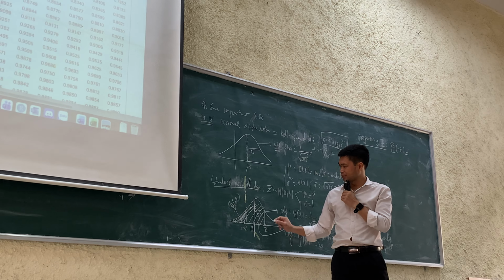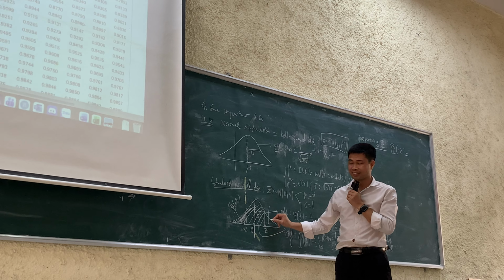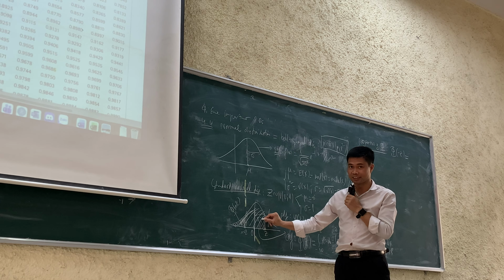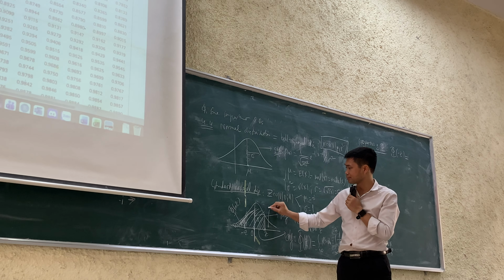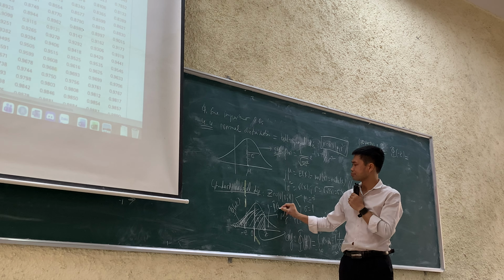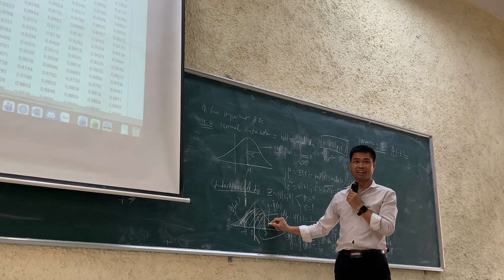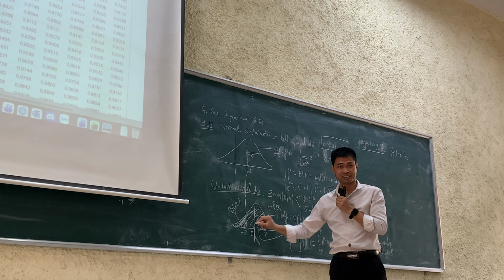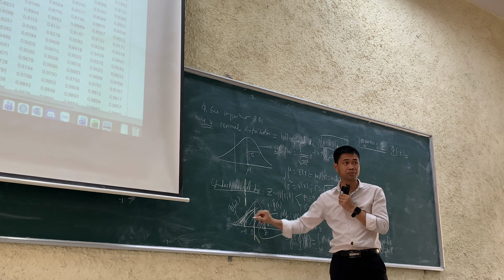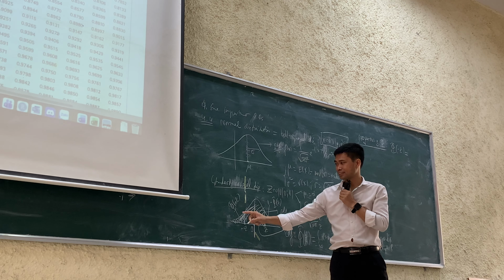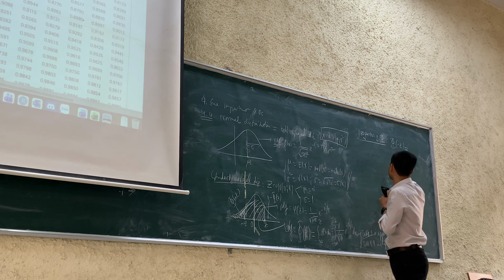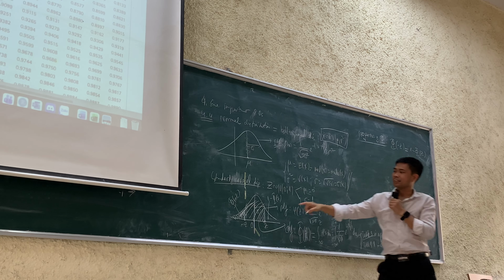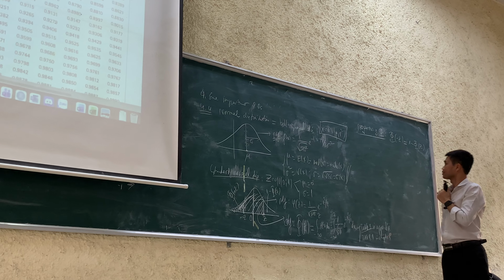Because this area, what is this area? The area at the left hand side of this point is phi z, so the right side is 1 minus phi z. And these two regions are symmetric, so they are the same area. So we have phi minus z equals 1 minus phi z. This is the property of the function.